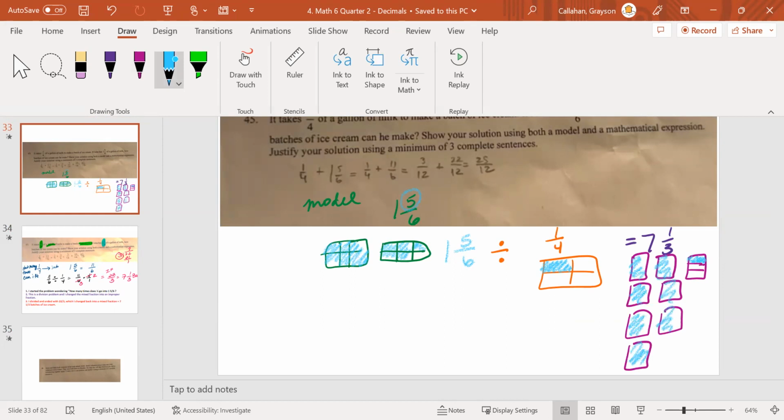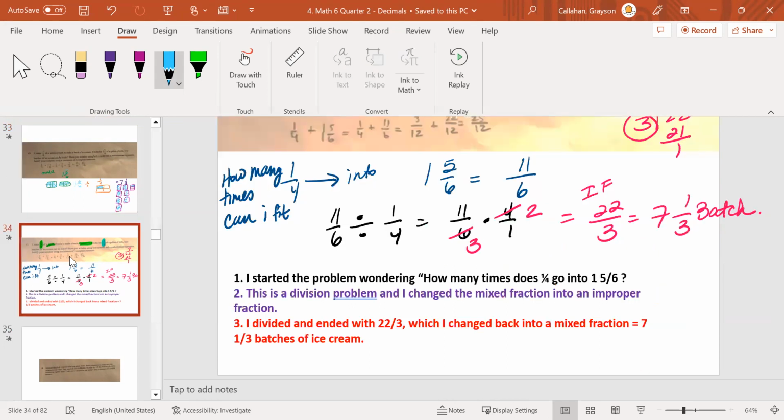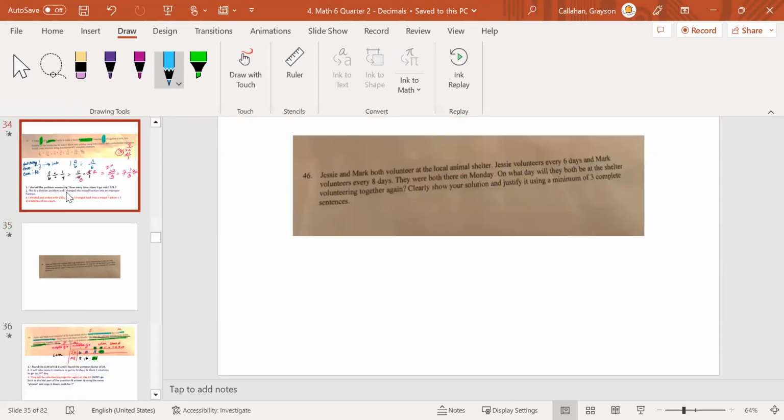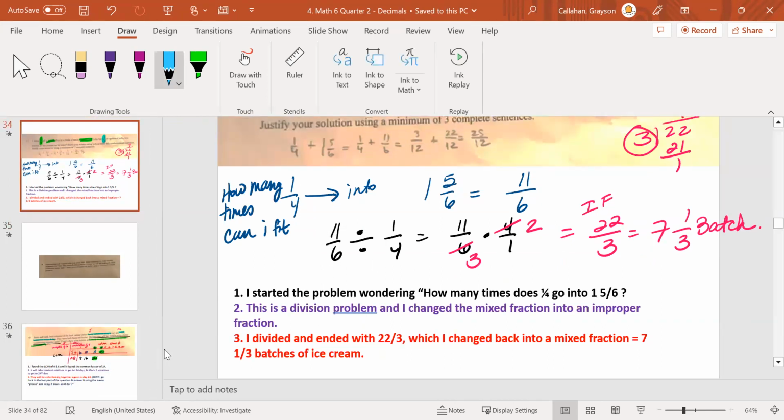I know that's not the best way of showing modeling, but I mean, you guys didn't really spend a lot of time on modeling with division, so that's how I will show it. Okay. All right. Questions? Oh, and the sentence: I saw the problem wondering how many times does 1/4 go into 1 and 5/6. This is a division problem, and I changed a mixed fraction to an improper fraction. I divided and ended up with 22/3, which I changed back to a mixed fraction, which is 7 and 1/3 batches of ice cream. Okay.